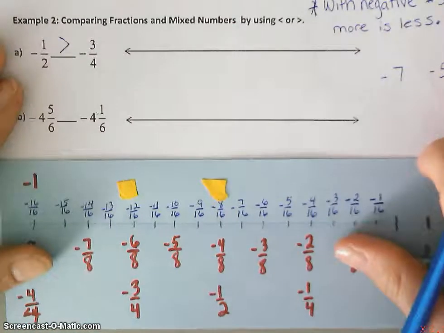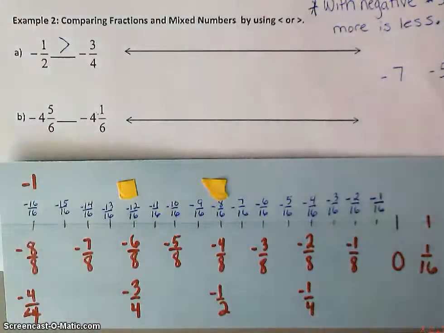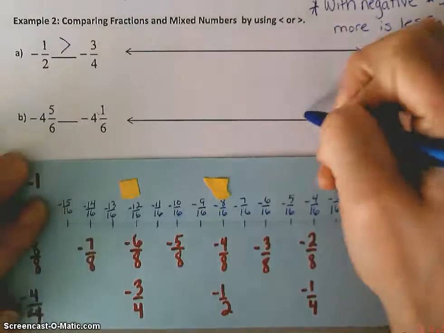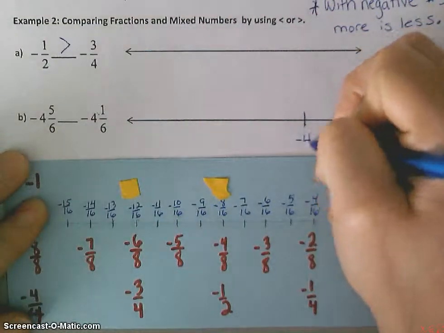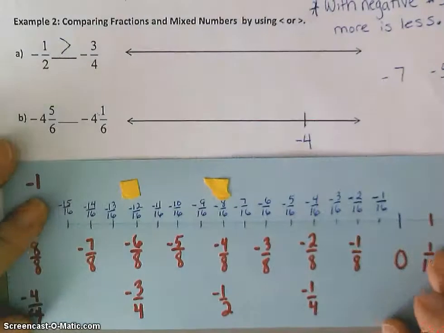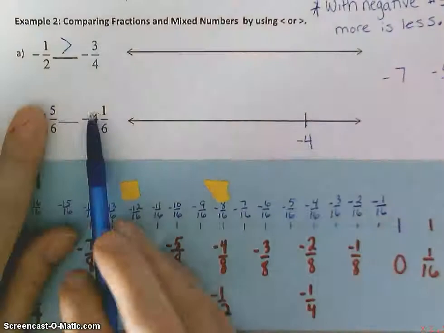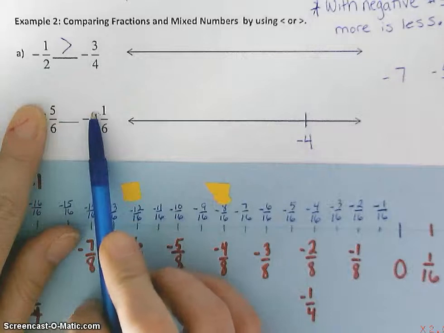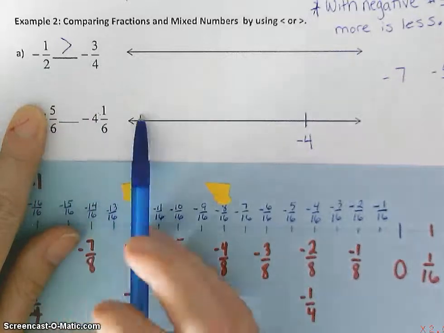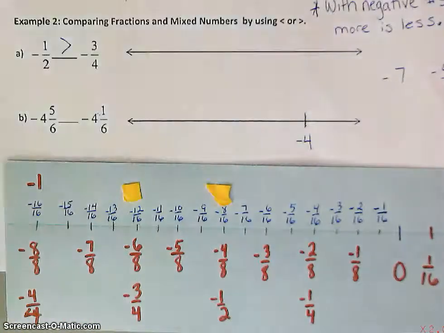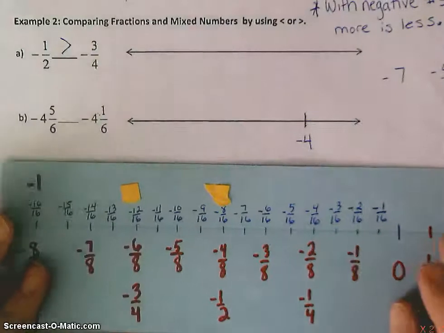-4 and 5/6 and -4 and 1/6. Well, if I'm just on a number line, I know for sure I've got -4. Okay, they're both -4, so I don't even have to worry about the -4 anymore. I need to compare the 5/6 and the 1/6, and I need to see which one is smaller. So I'm going to go ahead and graph.